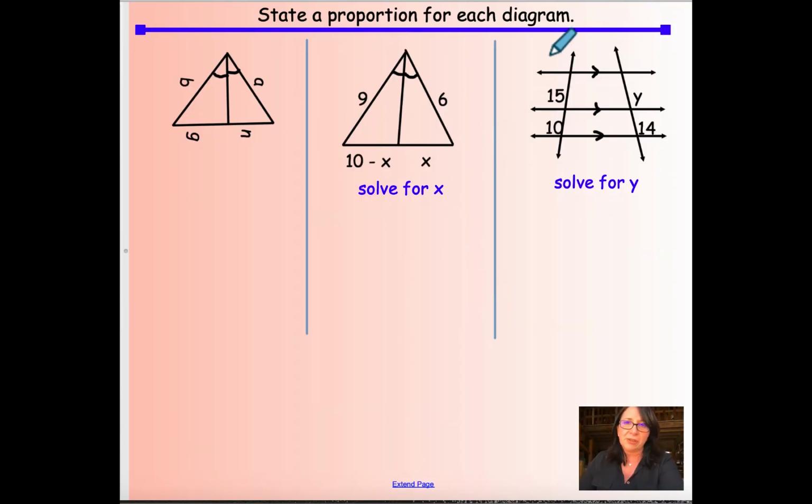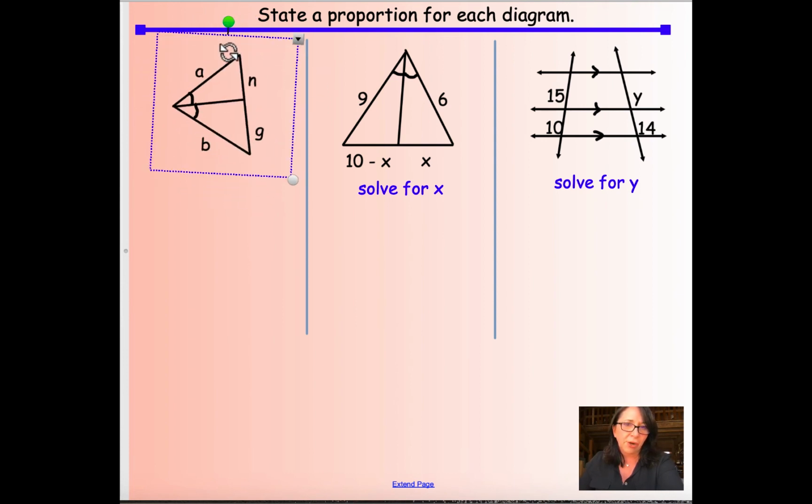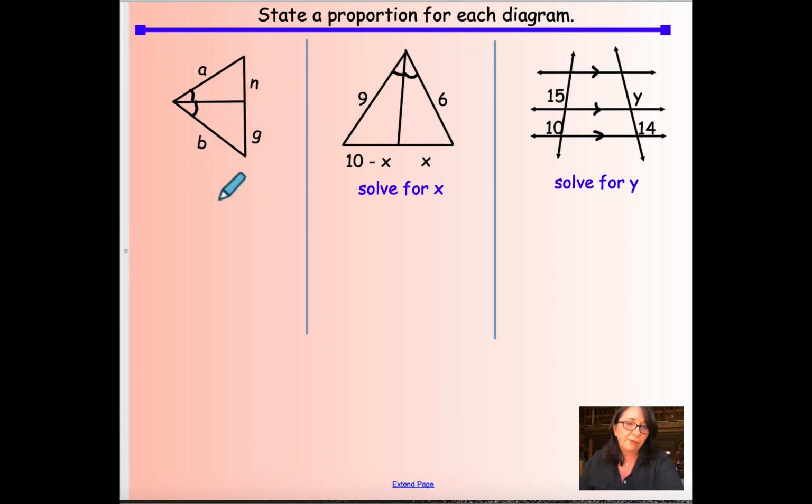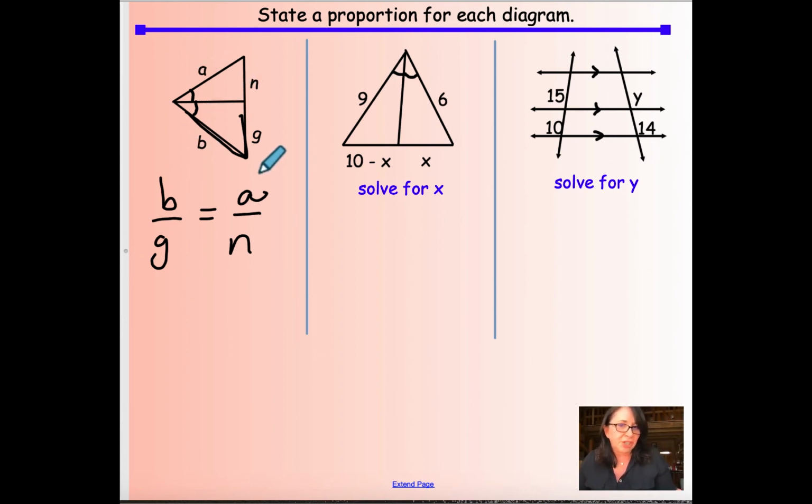Solving the proportions for each diagram. So for this set of problems, this is just saying, hey, how would I do this? The formula is just side is to side. So you're going to go B is to G is equal to A is to N. And of course, there's other ways to do that. I could have said A is to B as N is to G, or you could flip these. There's lots of ways to do that. I just like left is to left. It's just whatever you remember.